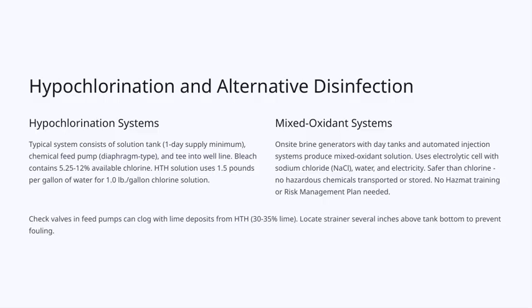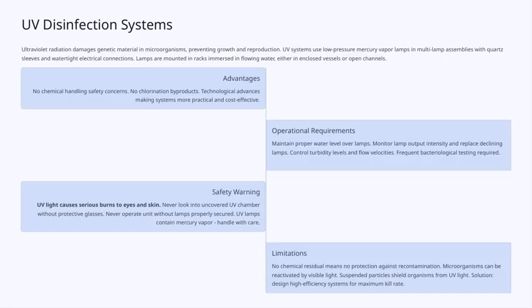However, it's important to be aware of potential issues with feed pumps, especially check valves. These can clog up with lime deposits, particularly when using HTH, which contains around 30–35% lime. To prevent this, it's best to place strainers a few inches above the tank bottom, which helps keep clogs and fouling at bay. Overall, understanding these systems and their maintenance helps us choose the right disinfection method for safe, reliable water treatment. Let's now talk about UV disinfection systems and how they work.